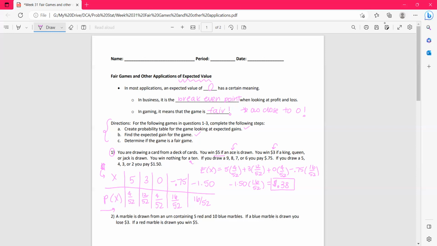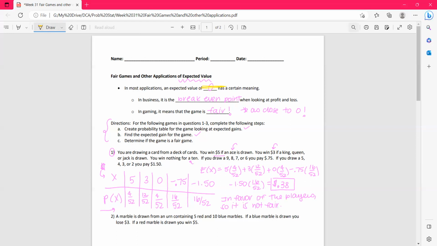And then determine if the game is a fair game. Well, we're going to say the game is in favor of the players. Okay, so it is not fair. In order for it to be fair, we need it to be as close as possible to 0.